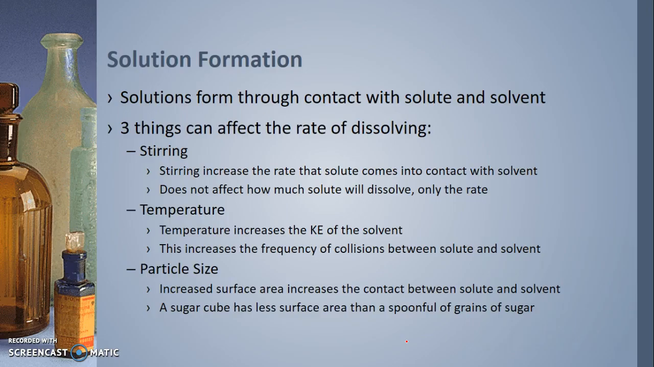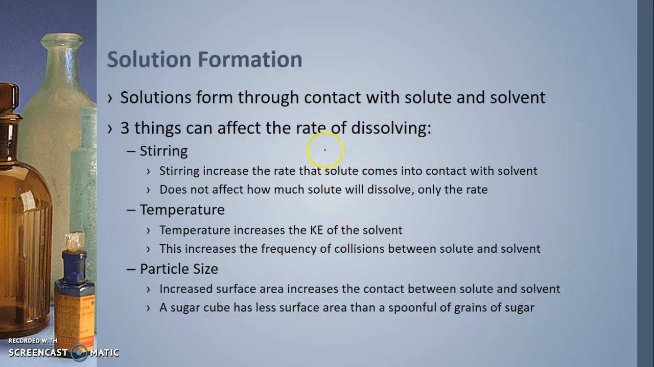We've already talked about dissolving and how things dissolve, so we need to look at ways that you can make a solution form more quickly. There are three things that you can do that make something dissolve faster. One of them is to stir, one is to change the temperature, and the other is to change the particle size. In general, the big theme of all three of these is that if you increase the contact of the solute and the solvent, you should make the solution formation happen more quickly.